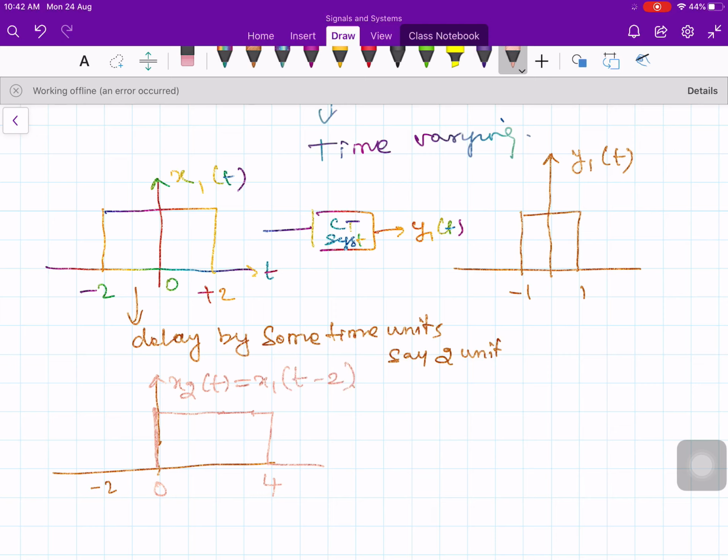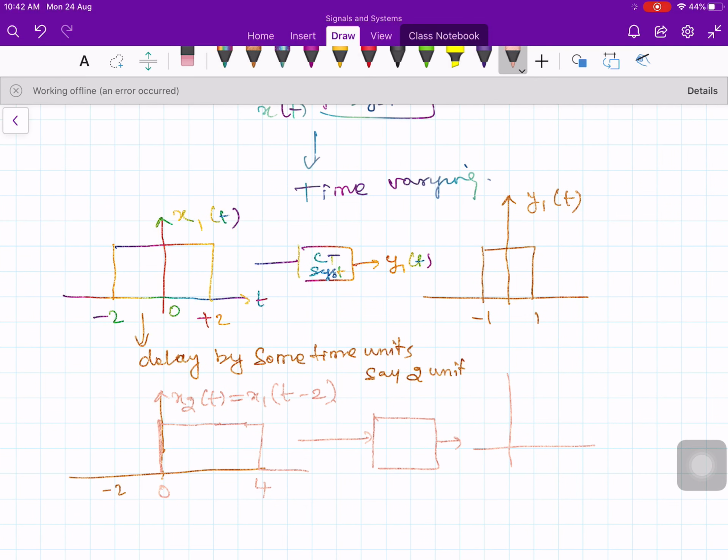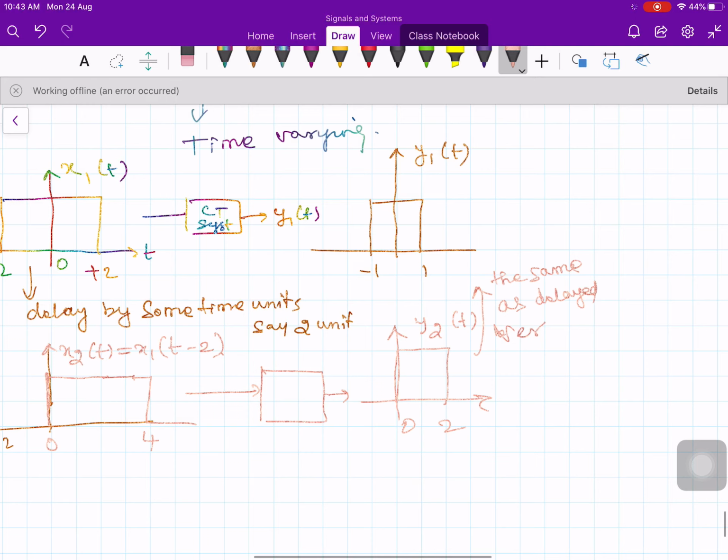Now give this signal to the same system. The output will be, now it is compressed by a factor of 2. So it is going to be like this, 0 and 2. Let me call this y2 of t. Now this y2 of t should be the same as the delayed version of what? This one. So take y1 of t.